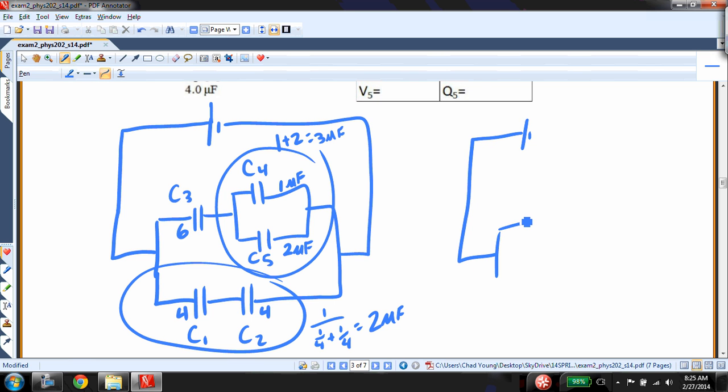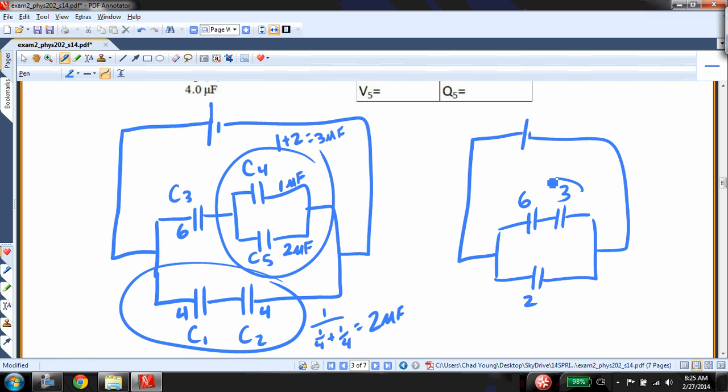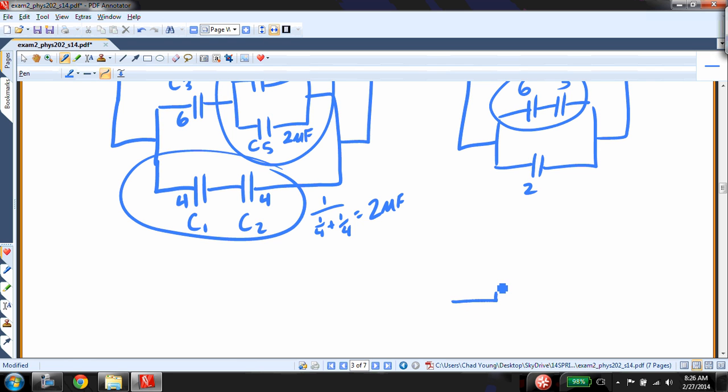I have a 6 and a 3. Hopefully you're starting to see some common numbers popping up here. And then I have a 2 microfarad capacitor there. Now I combine these two. I get 1 over 6 plus 1 over 3, and that's equal to 2 microfarads. And then I have a 2 and a 2 in parallel.